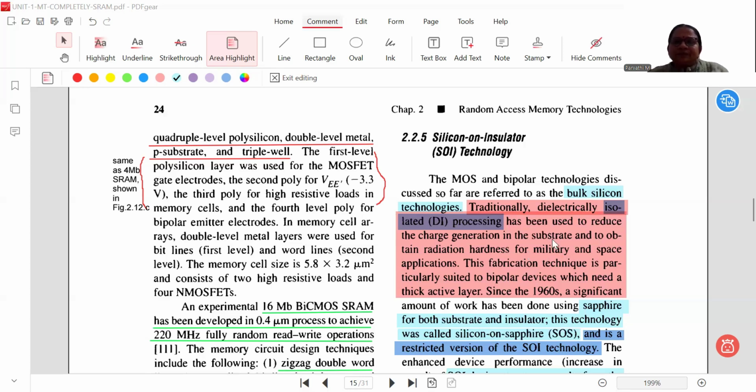But the main purpose of using this dielectric isolation is for the separation of the charge that is generated between the components. The PMOS to NMOS separation should happen, because if charge is accumulated unknowingly or unnecessarily, there would be charge transfer from PMOS to NMOS, which is not a required operation. So to reduce the charge generation in the substrate and to obtain radiation hardness for military and space applications, the process traditionally used was dielectrically isolated processing.